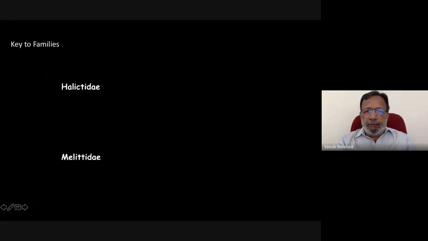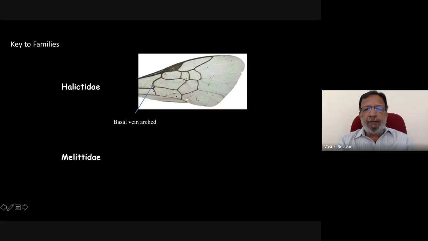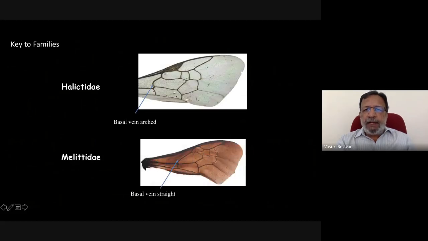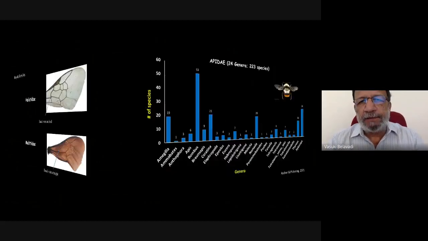And between Halictidae and Melittidae, there is a basal vein which is arched in Halictidae, whereas in Melittidae, the basal vein is almost straight. So these are some basic characters by which you can identify the families.